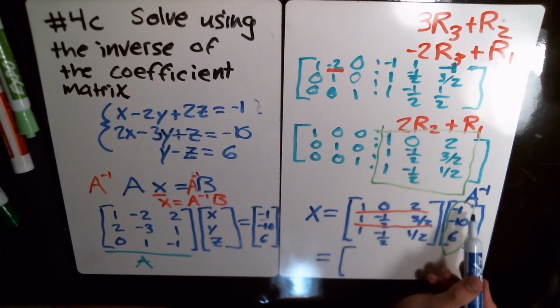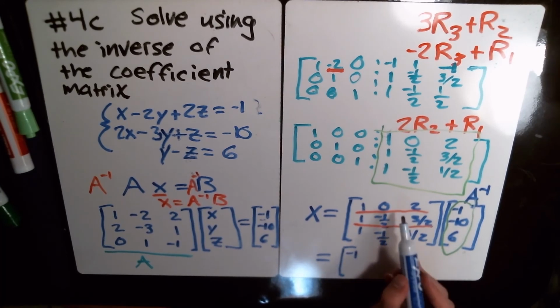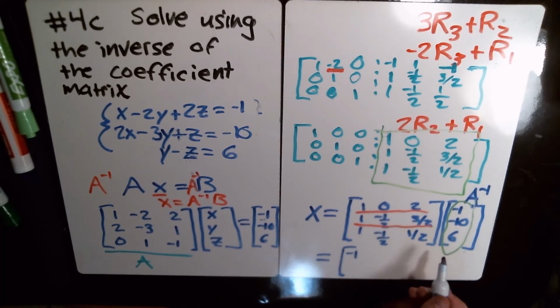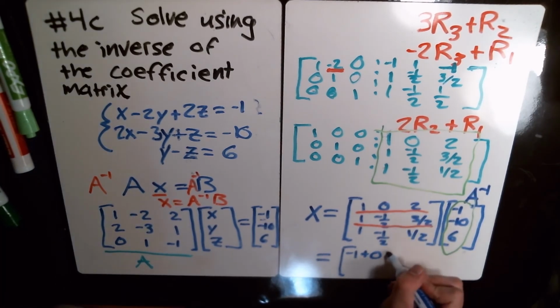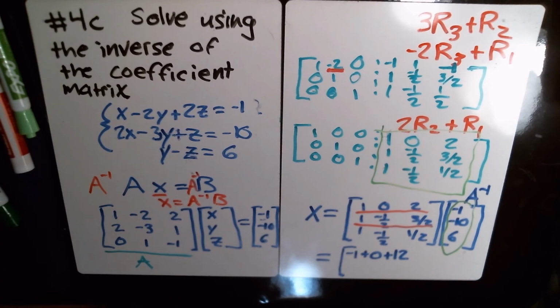Well, I do 1 times negative 1 is negative 1. 0 times 10, negative 10 is 0, so plus 0. 2 times 6 is 12.